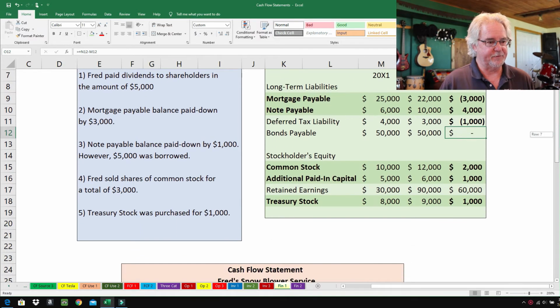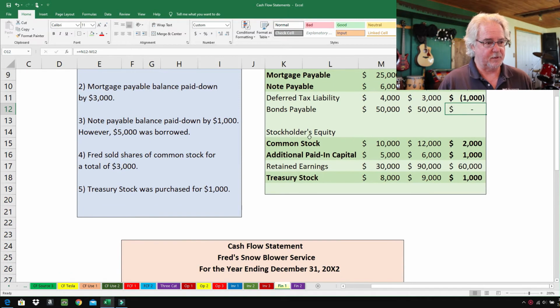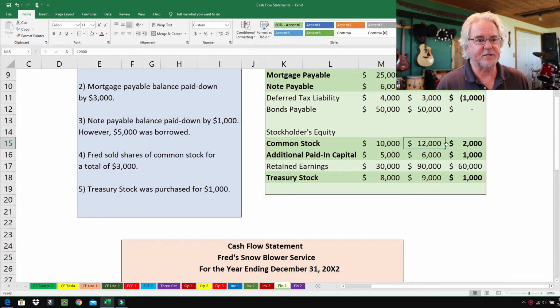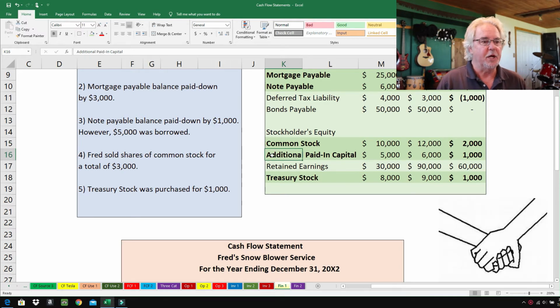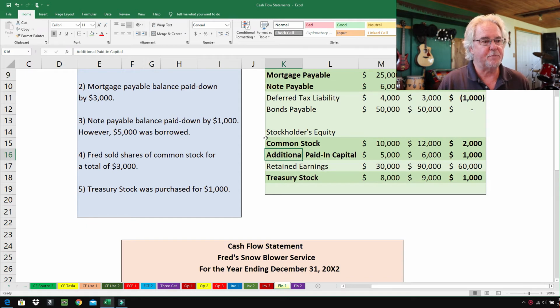Coming down to common stock here. Common stock was $10,000 at the beginning of the year. Now it's $12,000 for a gain of $2,000. We also need to look at additional paid-in capital, because common stock and additional paid-in capital go hand in hand. Common stock is the par value and additional paid-in capital is any amount over and above the par value. So they're both tied together. They're not just related, they are really tied together. And it went up by $1,000.